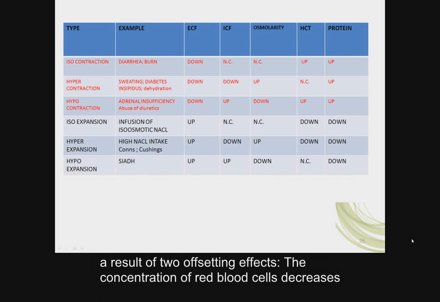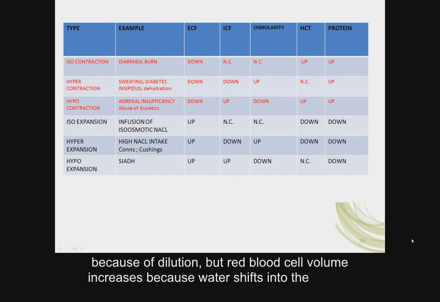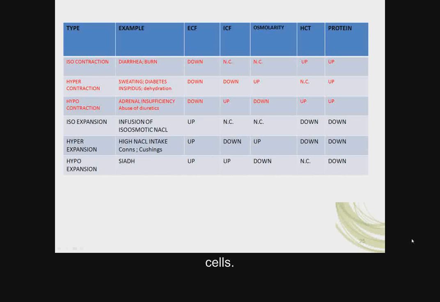In hypoosmotic volume expansion, plasma protein concentration is decreased by this dilution. However, the hematocrit remains unchanged as a result of two offsetting effects. The concentration of red blood cells decreases because of dilution, but red blood cell volume increases because water shifts into the red blood cells.